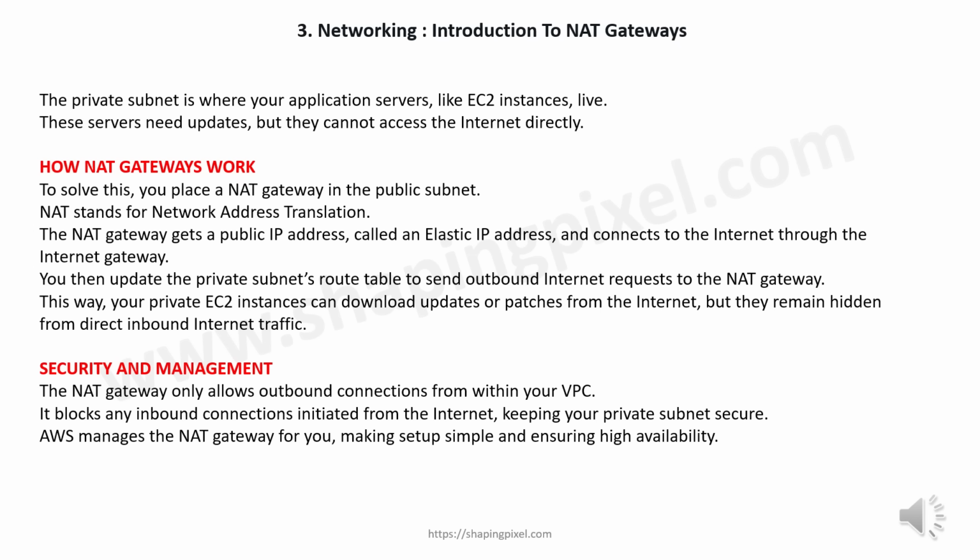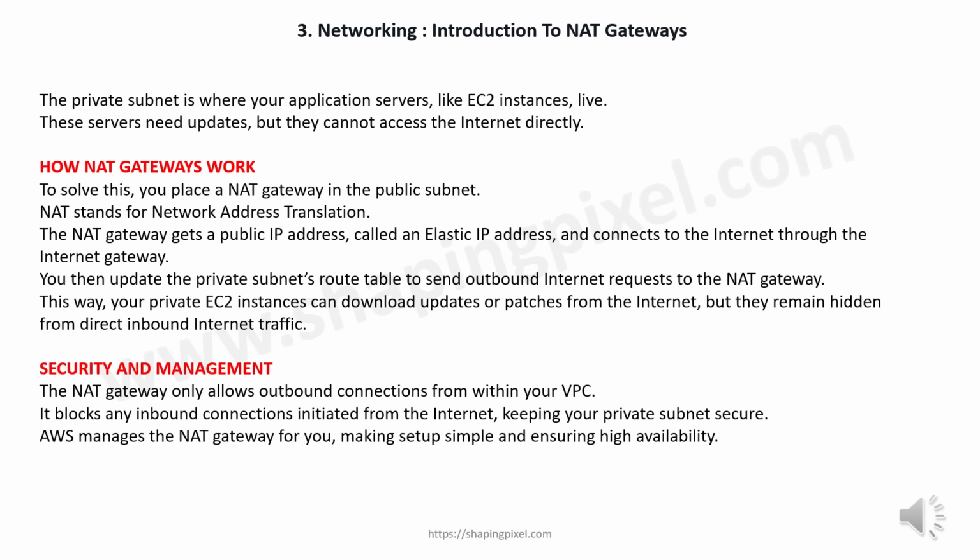The NAT gateway gets a public IP address, called an elastic IP address, and connects to the internet through the Internet Gateway. You then update the private subnet's route table to send outbound internet requests to the NAT gateway. This way, your private EC2 instances can download updates or patches from the internet, but they remain hidden from direct inbound internet traffic. The NAT gateway only allows outbound connections from within your VPC.